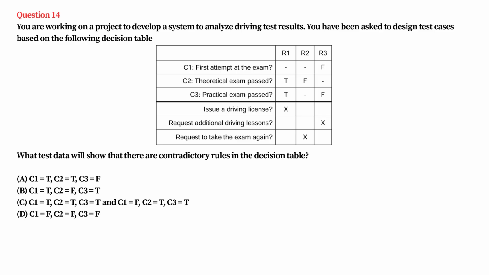Answer D is correct. The combination FFF matches both R2 and R3, but R2 and R3 have different actions, so this shows a contradiction between R2 and R3.